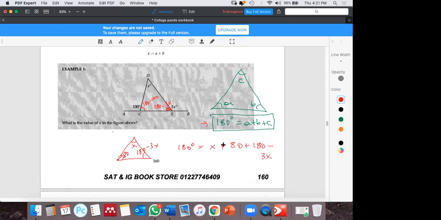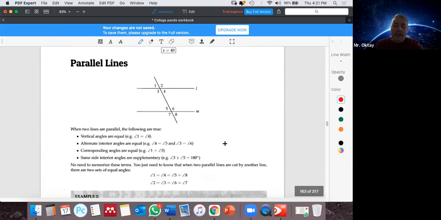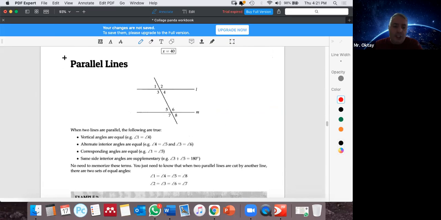Okay. Now, we have a very important definition and rules which are called parallel lines. What are parallel lines? Two lines like line L and line M. We use this notation graphically. They are parallel. It means that they never meet each other. They never cross each other.